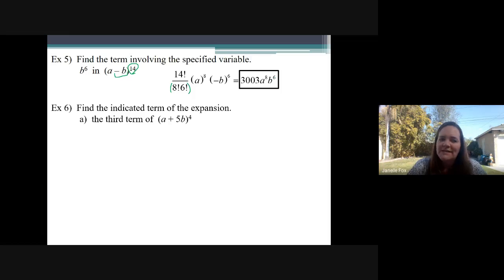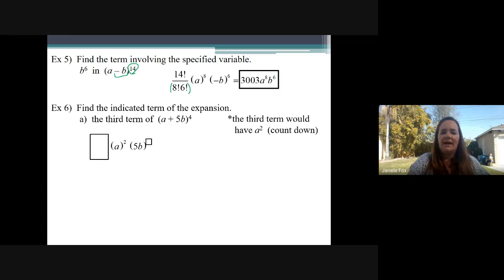Okay, now this one says find the indicated term. Now on this one, I'm going to be honest with you. I like to just count it out on my fingers. I think it just kind of makes sense. So what I like to do is I like to set up the bare bones of what it's going to look like. Okay, so I like to do this. I like to have like an a to a power, the 5b to a power, and then I have a space for the coefficient. And I think that that always works kind of well.